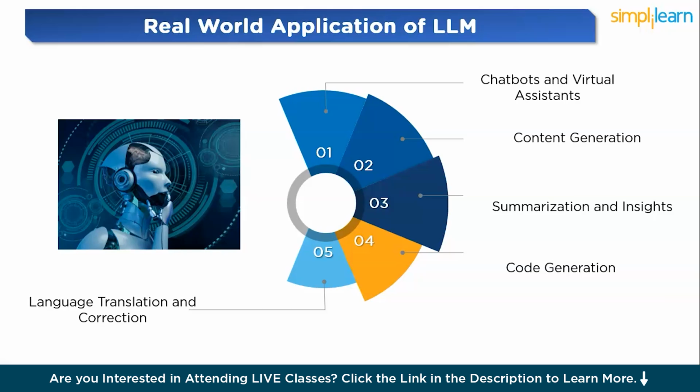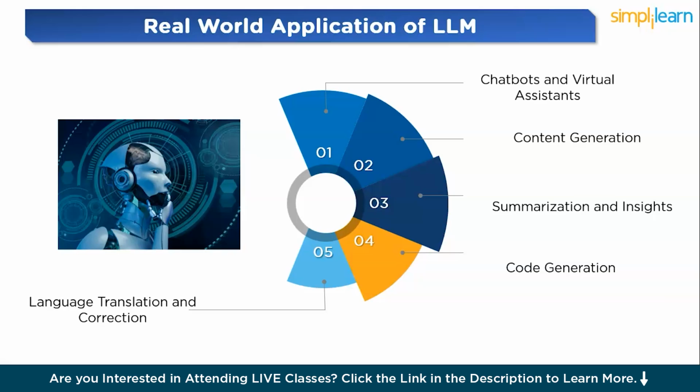Next one, we have code generation. Developer-focused tools use LLMs to auto-generate code snippets, help debug errors, or explain programming concepts. And finally, we have language translation and correction. Language apps leverage LLMs to provide real-time translation, grammar correction, and learning suggestions. Overall, LLMs enable apps to understand and respond to user inputs with remarkable fluency, making them central to next-gen user experiences.